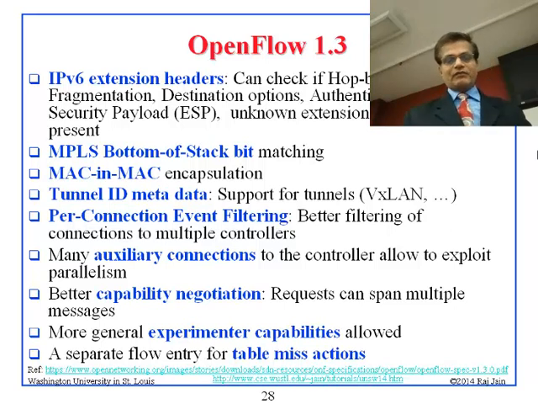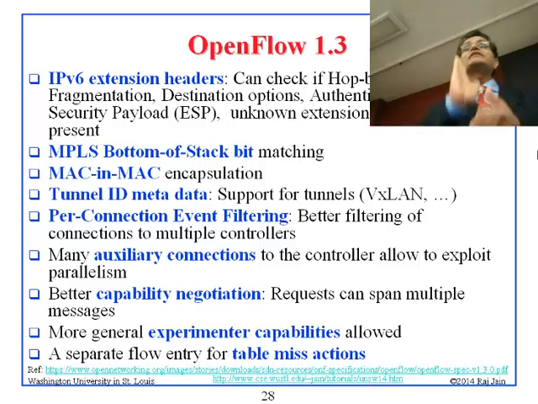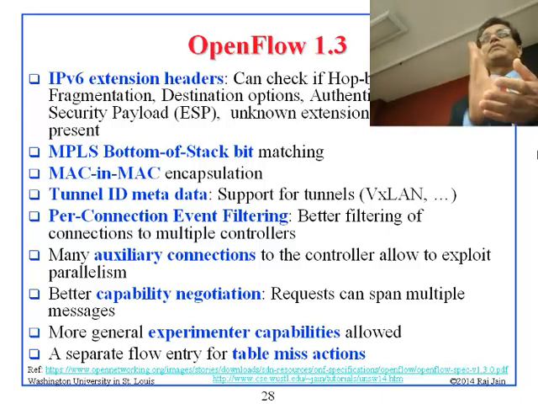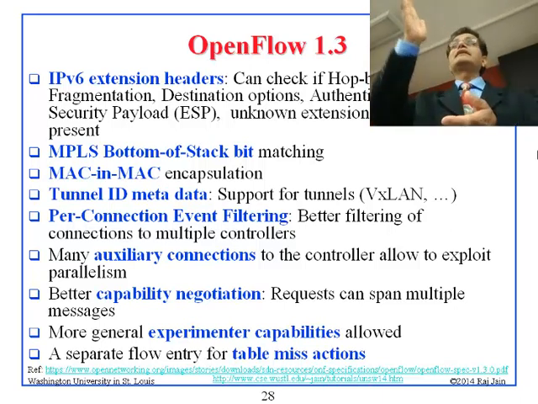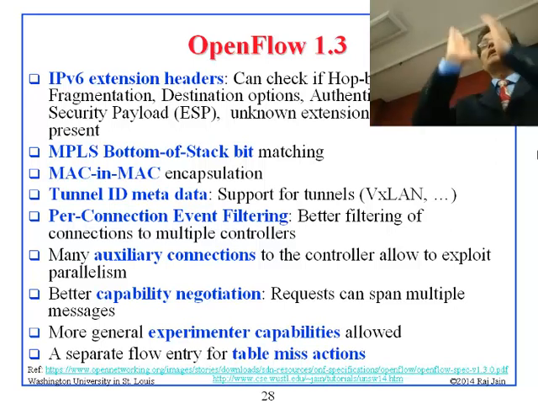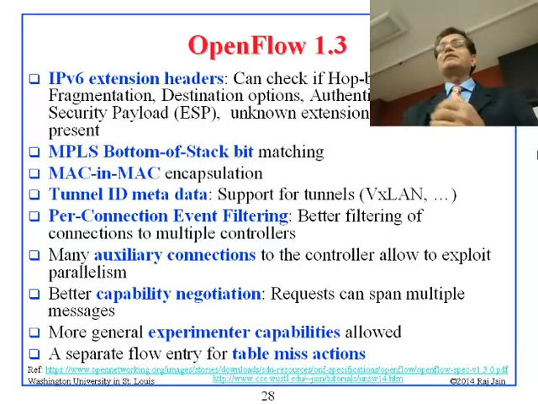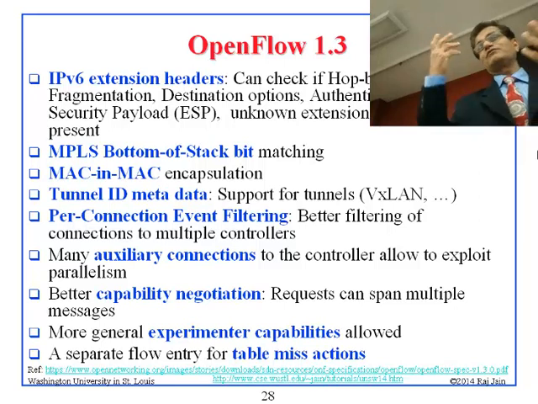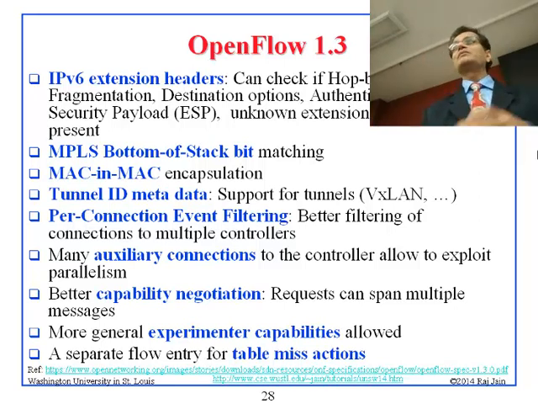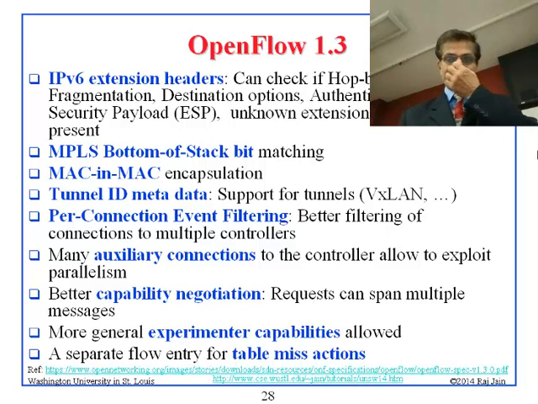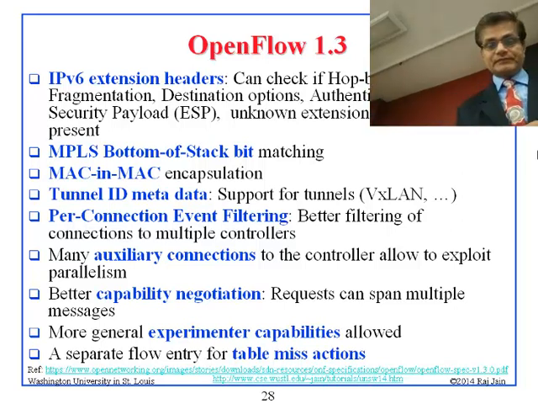And the auxiliary connections to the controller allow parallelism. So the thing is, if you send one request and you are waiting for it, the second request is waiting behind it, not a good idea. So you can do it in parallel. The second one might come faster than the first one, for whatever reason. So parallel communication with the connection is allowed. And you can connect to multiple controllers, et cetera.